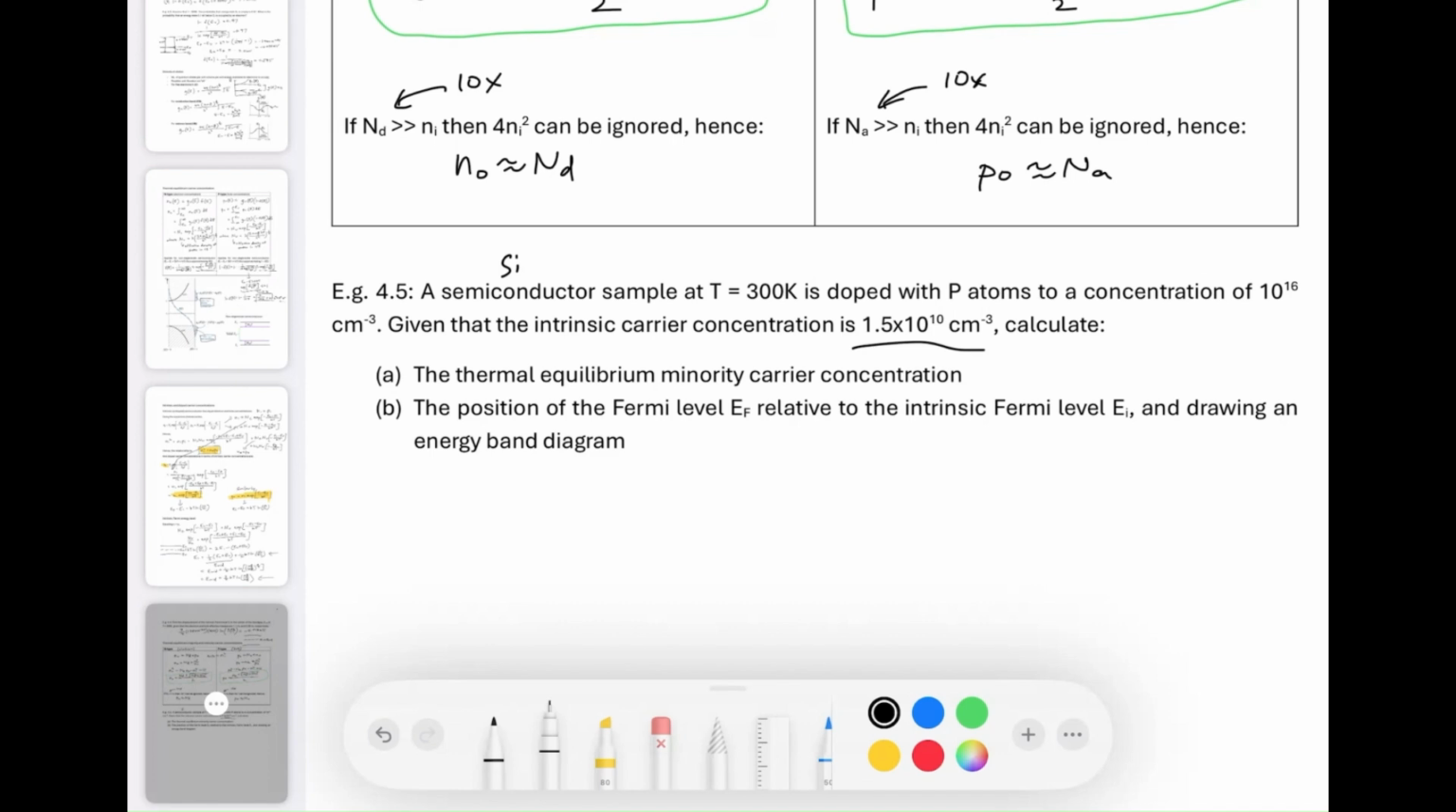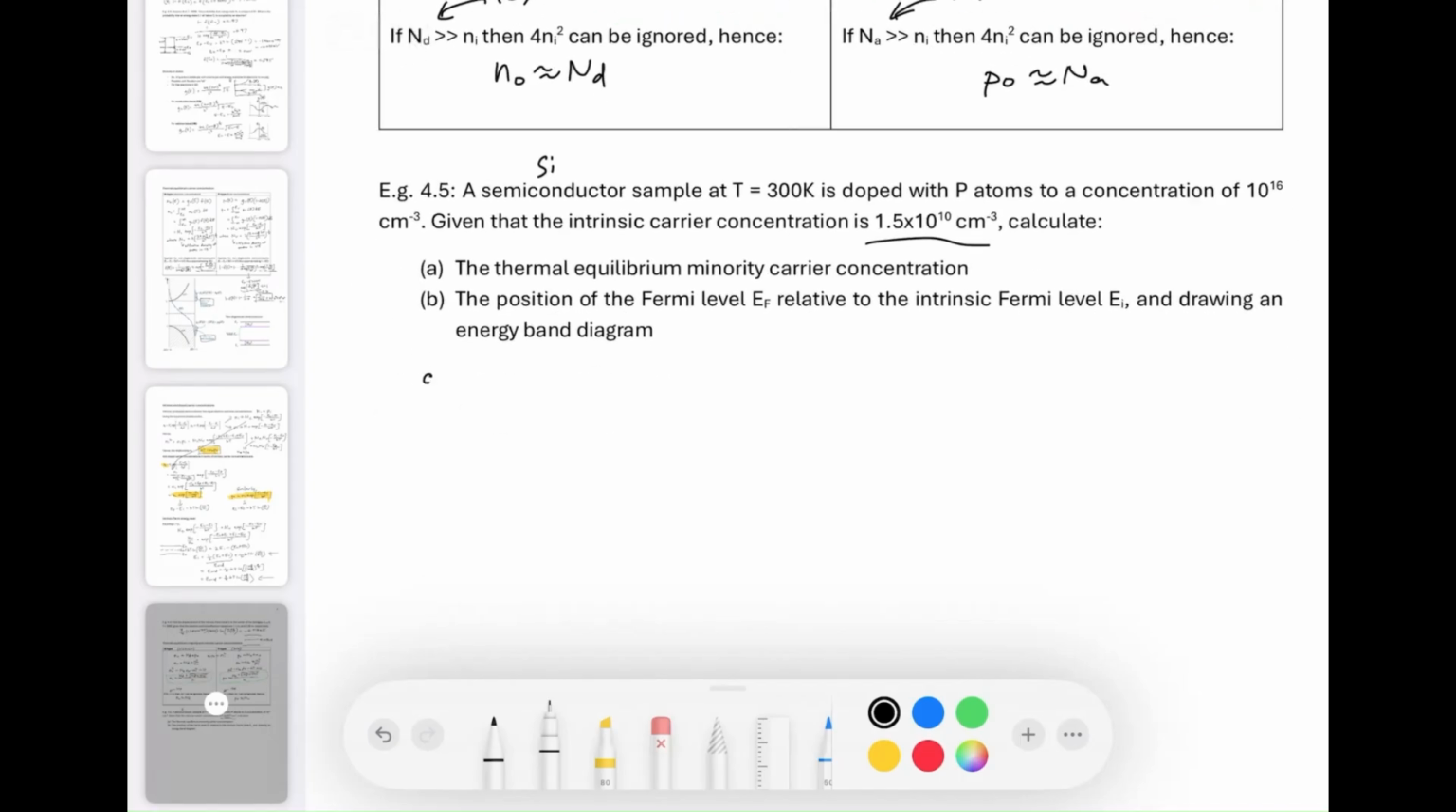Given that the intrinsic carrier concentration is 1.5 times 10 to the power of 10 per cm cube, calculate the thermal equilibrium minority carrier concentration. To find the minority carrier concentration, we first have to find the majority carrier concentration. You can see that 10^16 is much larger than 1.5 times 10 to the power of 10. So we can just approximate the majority carrier concentration to the doping concentration, which is just 10^16.